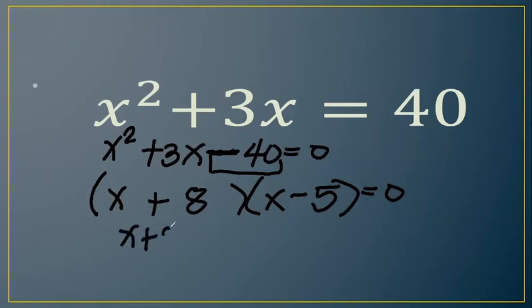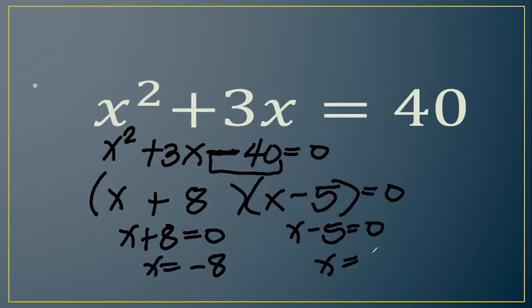By zero product property, x plus 8 is equal to 0 and x minus 5 is equal to 0. If we solve, x is equal to negative 8 and x is equal to positive 5. So that's how we're going to solve our given example.